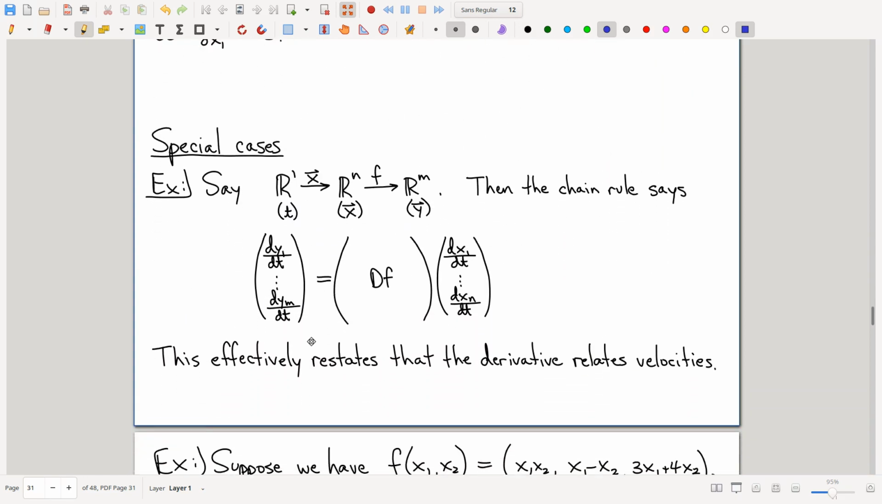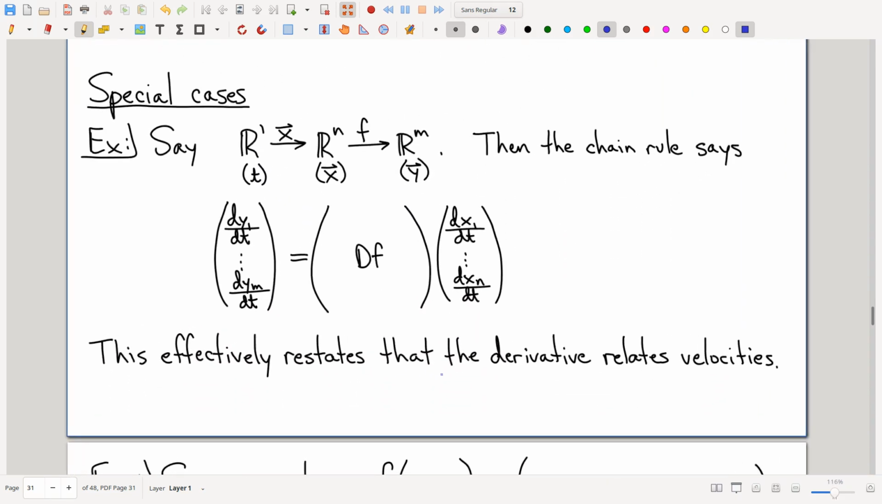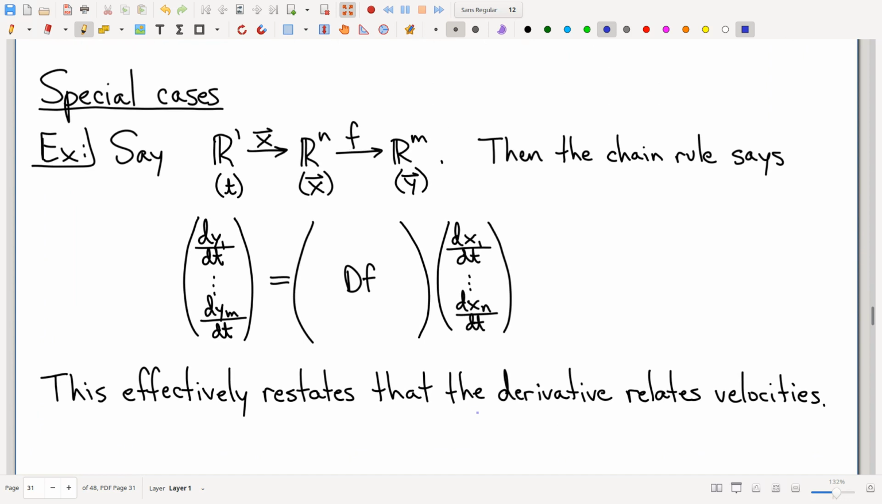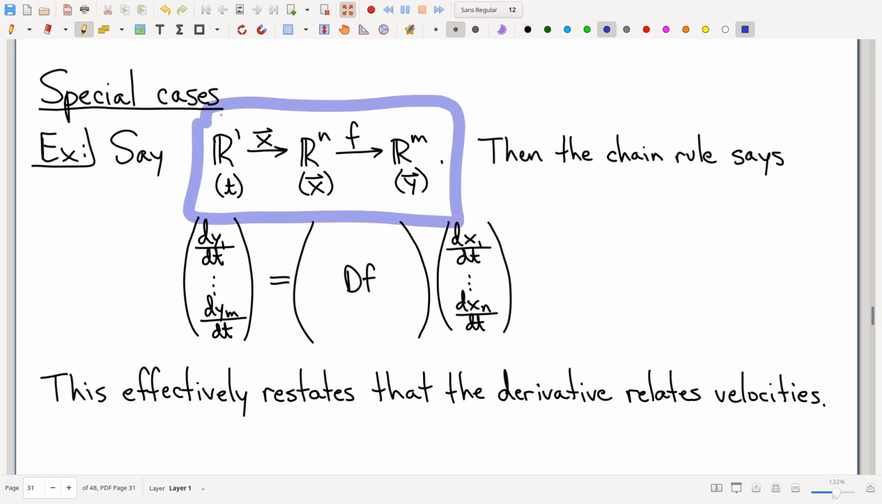A couple of special cases I want to talk about. These are actually not news. Everything I'm about to show you on the next two pages of notes is stuff we already know. We're just going to rediscover it from the point of view of the chain rule. So let's entertain this specific composition right here. Now, of course, the chain rule is how we understand derivatives of compositions.